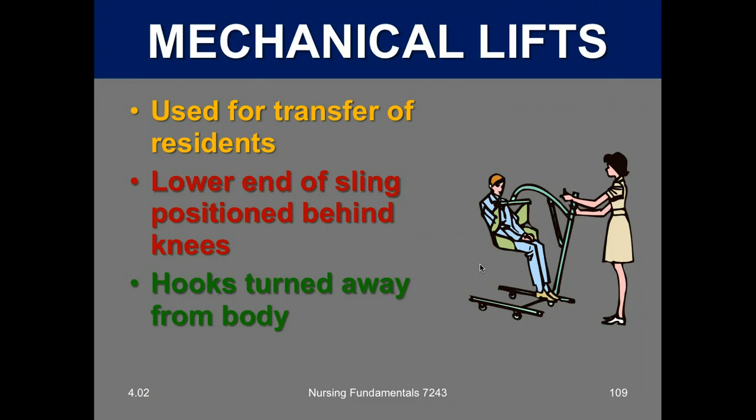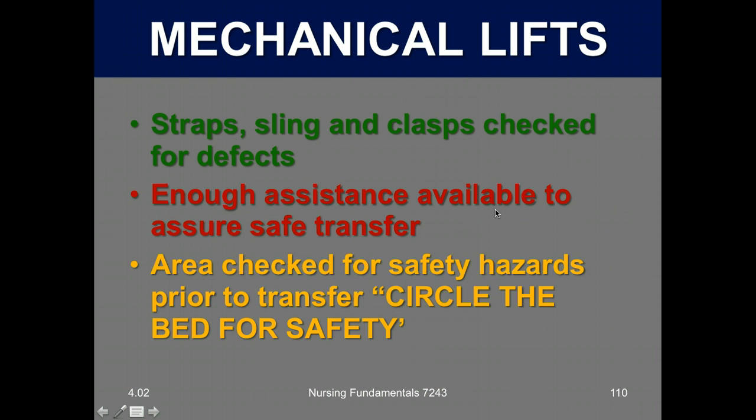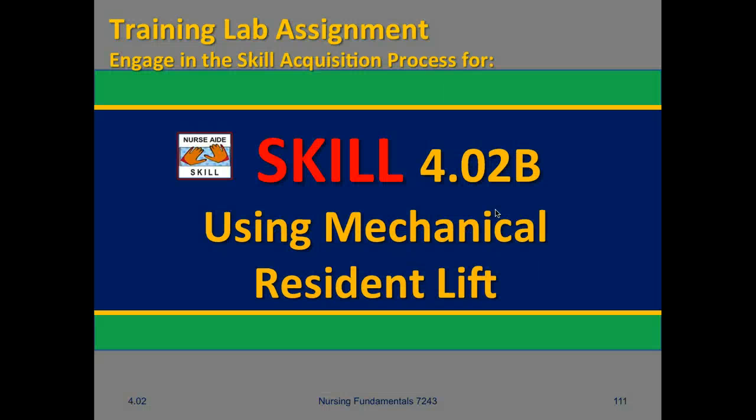Mechanical lifts are used for the transfer of residents. You lower the end of the sling, which this is a sling. It's positioned behind the knees, and the hooks are turned away from the body. Straps, sling, and clasps are checked for defects. Enough assistance is available to assure safe transfer. Areas are checked for safety hazards prior to the transfer, which means you need to walk around and make sure that everything is safe around the bed.